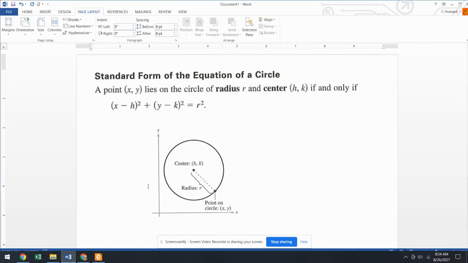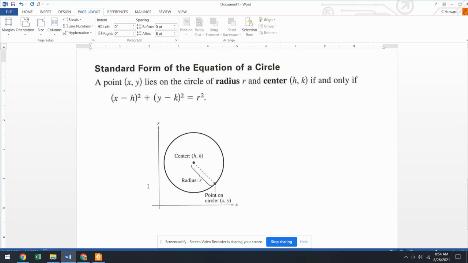You might want to put this in your notes. There's our standard form of the equation of a circle. They're telling us that if you have any point (x, y) and it lies on the circle, this would be your standard form of the equation. So again, that's a good thing to put in your notes if you don't have it.